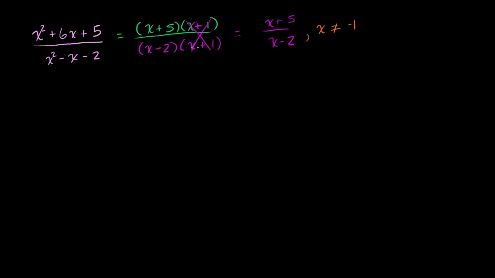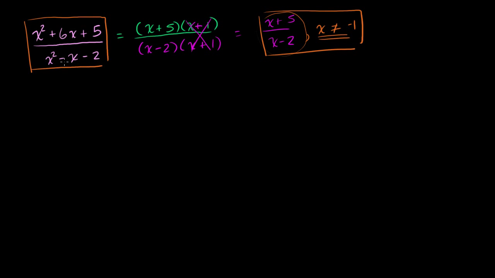We cannot, because if x is equal to negative 1, this is undefined. We have to add that condition because this by itself is defined at x equal to negative 1. You could put negative 1 here, and you're going to get a number. But this is not defined at x equal to negative 1. So we have to add this condition for this to truly be equal to that. Let's do a harder one here.